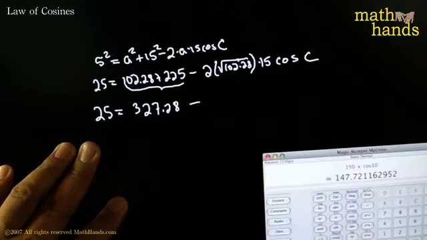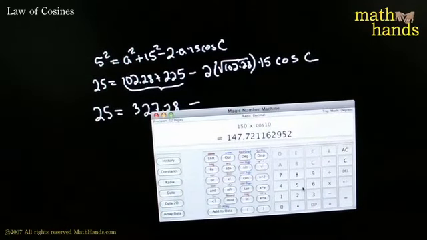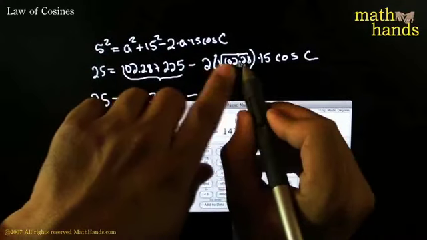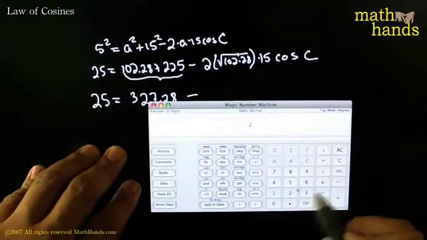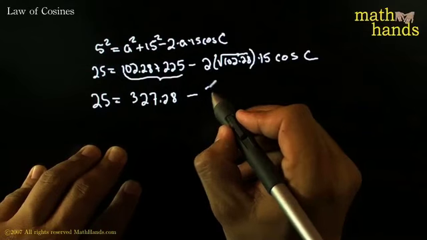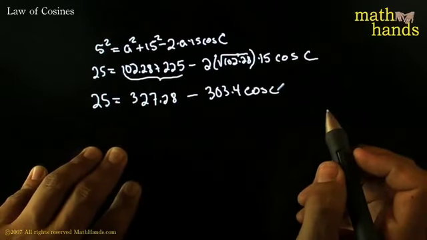So let's bring out the little number magic machine. I need to do 2 times that square root times 15. So I'll do 2 times the square root of 102.28 times 15. And that is approximately 303.4. So this would be 303.4 times cosine of c. Capiche?